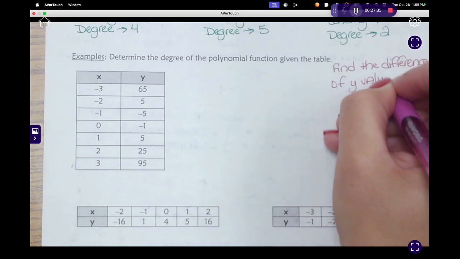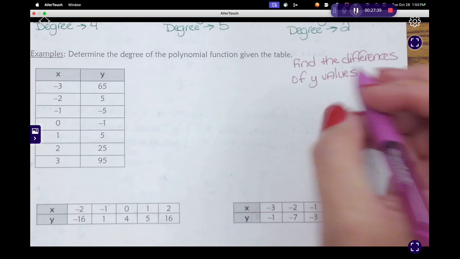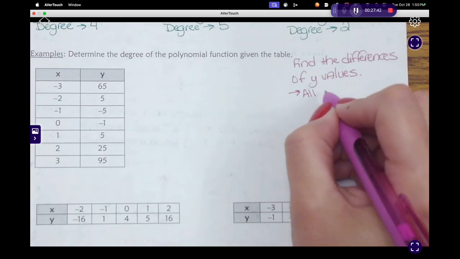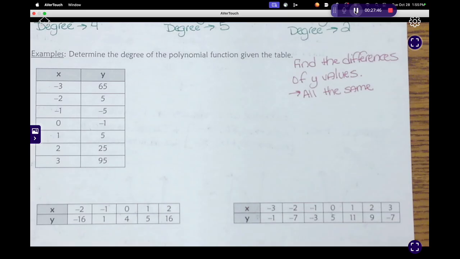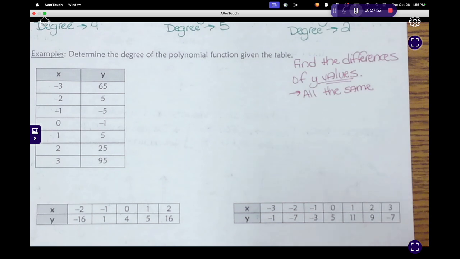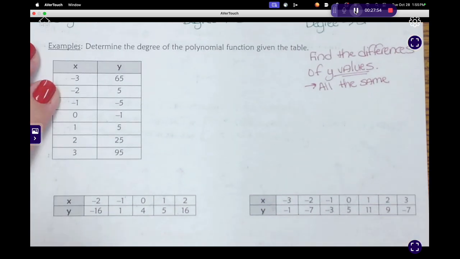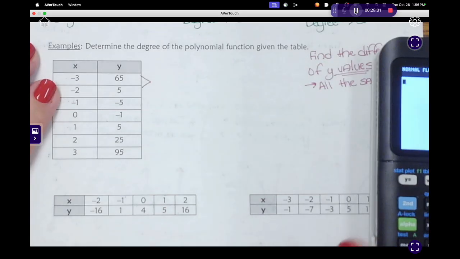So you're going to find the differences of the y values, and you are going to continue to do that until you get all of them the same. So you want all of those differences to eventually become the same, and that's going to tell you what the degree is, okay? And again, it is the y values that we're subtracting. So right here, I am just subtracting, and we're going to go down and subtract all of those y values.